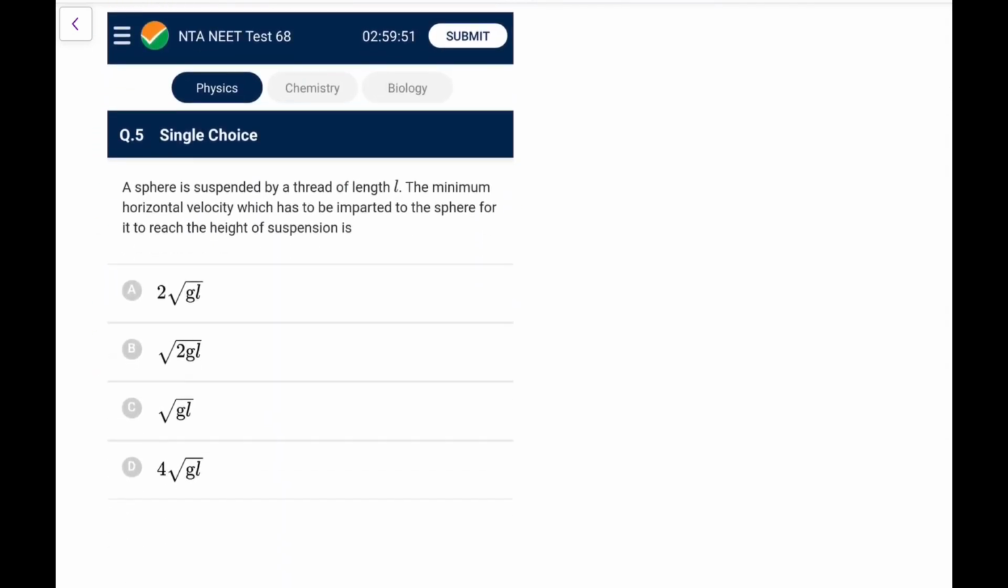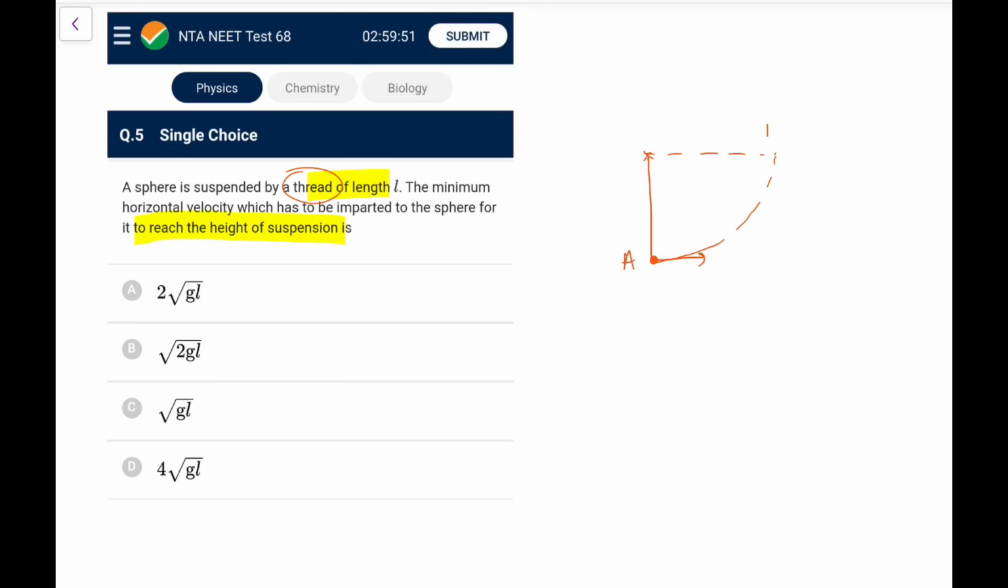Next, a sphere is suspended by a thread of length L. The minimum horizontal velocity which has to be imparted for it to reach the height of suspension is. Because it is a thread, it can get loosened. So what you need is the minimum horizontal velocity which has to be imparted to the sphere for it to reach the height of suspension. So here you need not get the complete vertical looping, you just require it to reach this height. That means go like this, turn by 90 degrees.